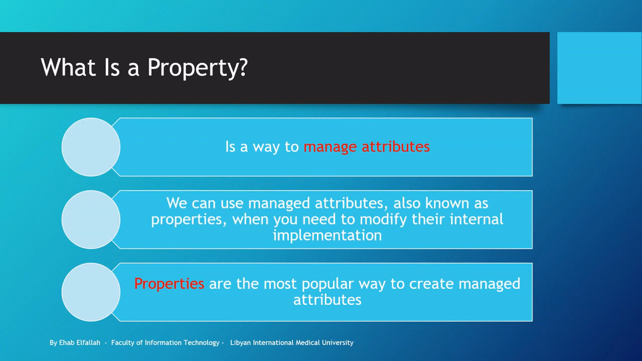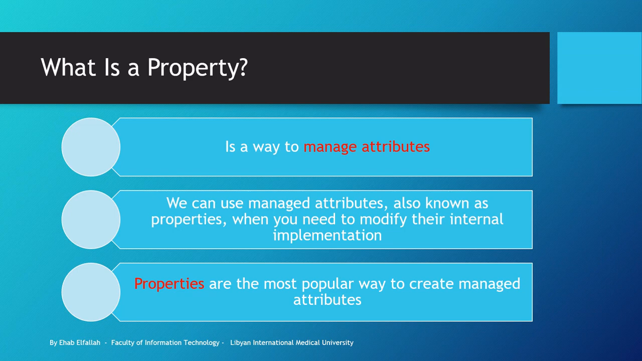So what's a property? A property is a way to manage attributes. As we talked about, classes consist of the attributes and the methods of the object that we want to create. This encapsulation, where we put these together in one body, is how we write the class, which is considered the blueprint of the object.